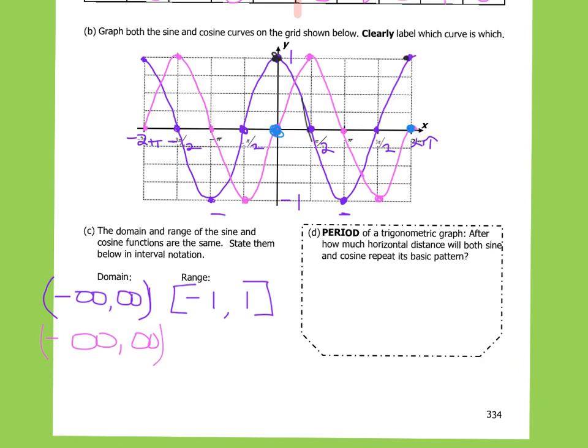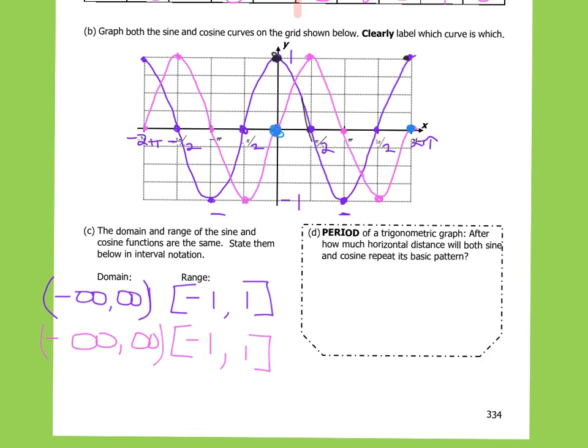Now, don't you agree that it's the same for the sine, the pink? The lowest point anywhere on the graph is negative 1, includes it, and the highest point is 1.